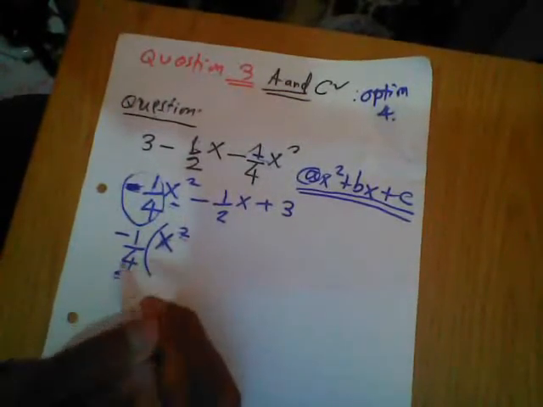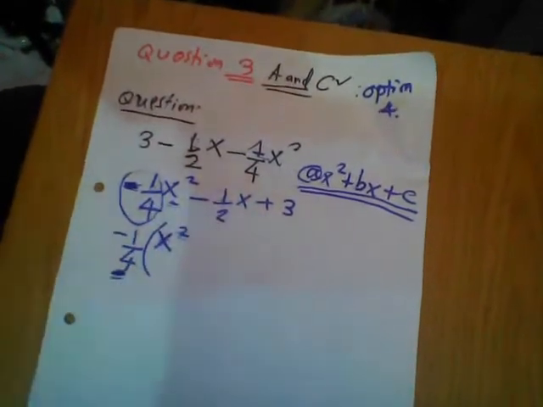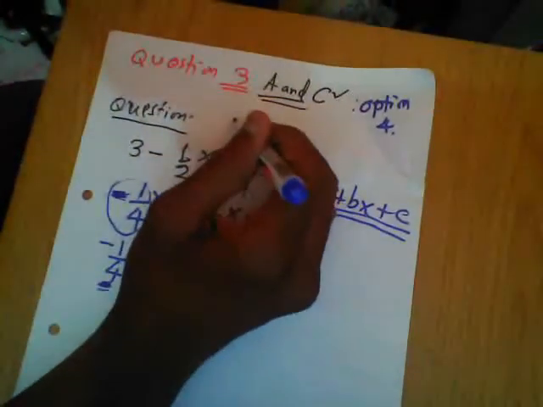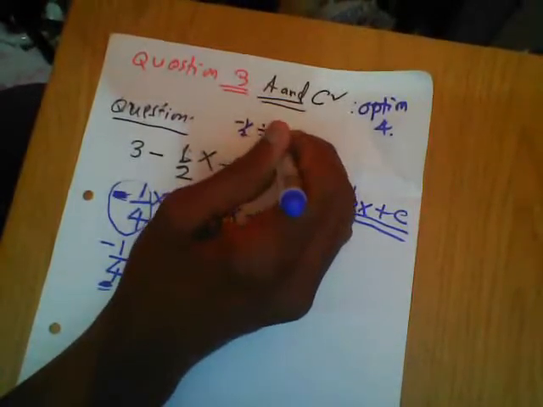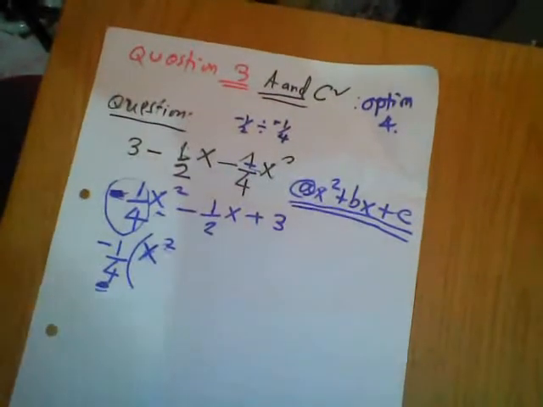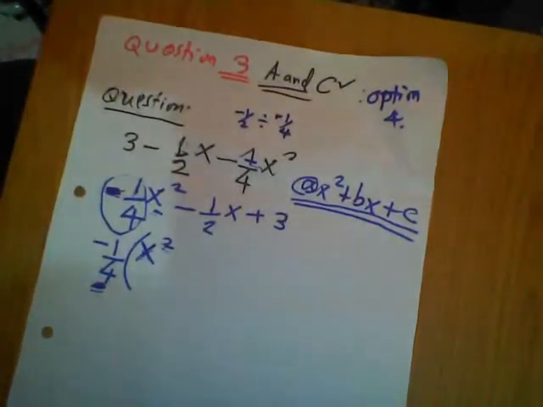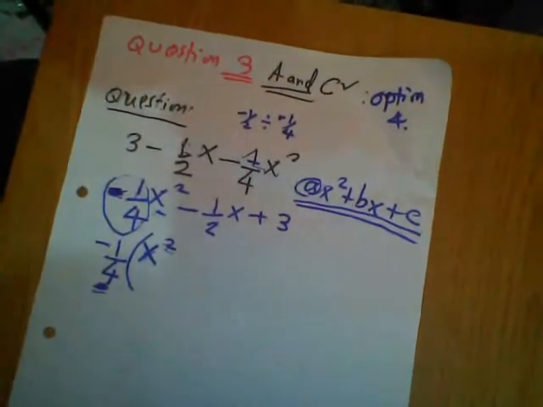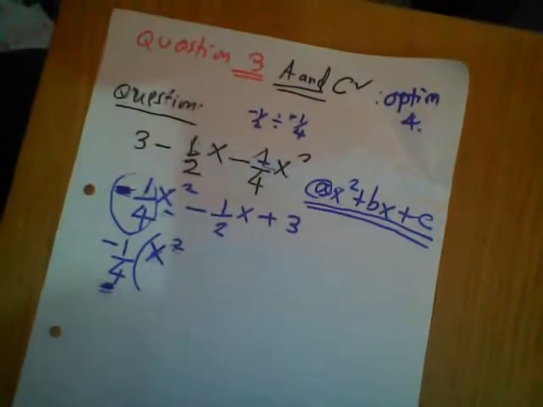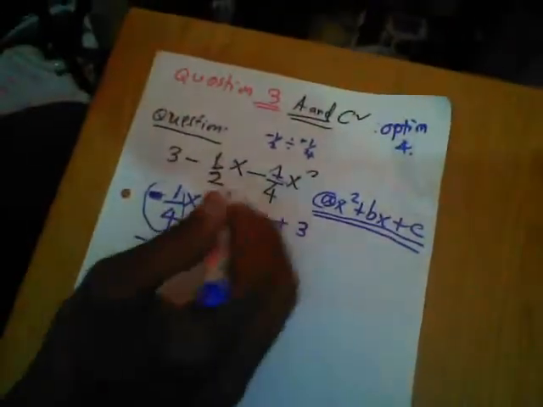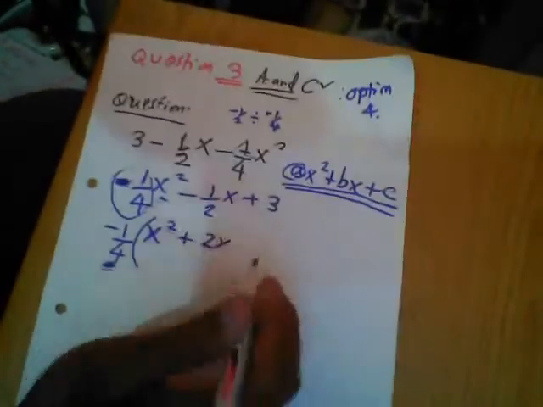Now this second term also has to be divided by whichever number went out. Which one went out? Negative 1 over 4. So I'm going to take this number and divide by negative 1 over 4. It's like saying negative a half divided by negative 1 over 4. So then we get 2. So for the second term, it's going to be positive 2x.